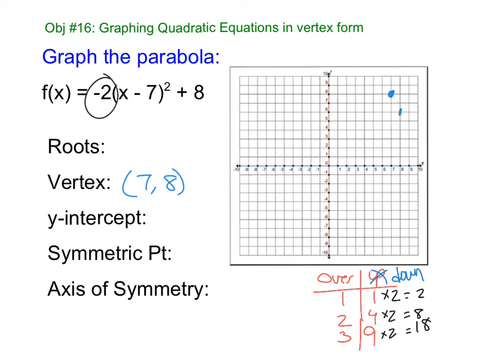So over 1, down 1, over 1, down 1. Over 2, down 8. Over 2, down 8. Ooh, we could fit 18. They're right there. And there's my parabola.